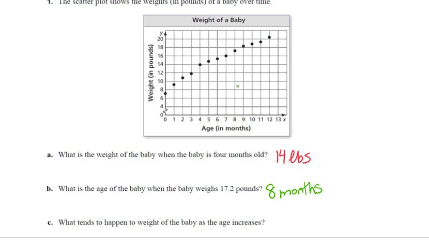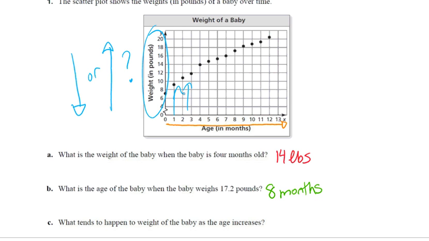Let's take a look at letter C. It says, what tends to happen to the weight of the baby as age increases? As the age is going up, what is happening to our y values? Are they going up or are they going down? If we look, it appears that they keep going up and up and up. So we want to say the weight increases.